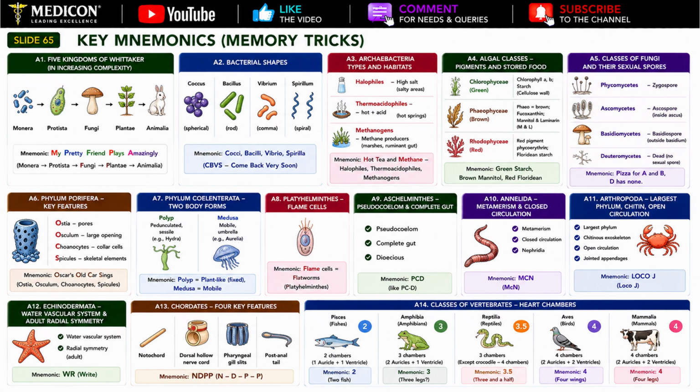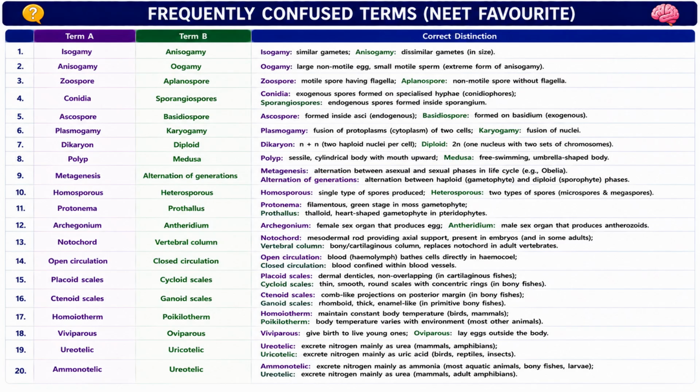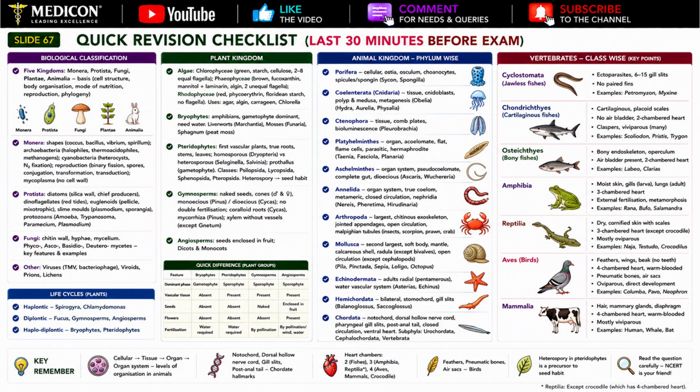These are a few of the mnemonics to remember some of the topics which are usually volatile in nature. Most commonly students can forget these things, so I have given those as mnemonics, memory tricks. These are frequently confused terms, so term-wise, definition-wise questions can also come, so you should not forget these terms. Stop the video and study all these terms in detail. This is a quick revision checklist from all the three, biological classification, plant kingdom and animal kingdom, for the last 30 minutes before the examination.